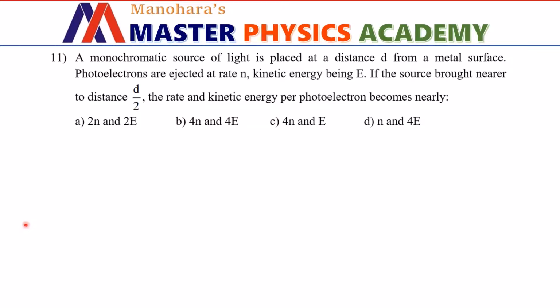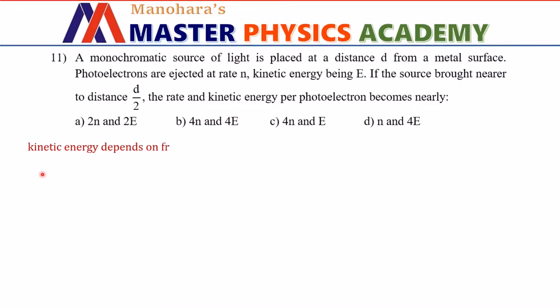A monochromatic source of light is placed at a distance d from a metal surface. Photoelectrons are ejected at rate n, kinetic energy being E. If the source is brought nearer to distance d by 2, the rate and the kinetic energy per photoelectron become nearly.